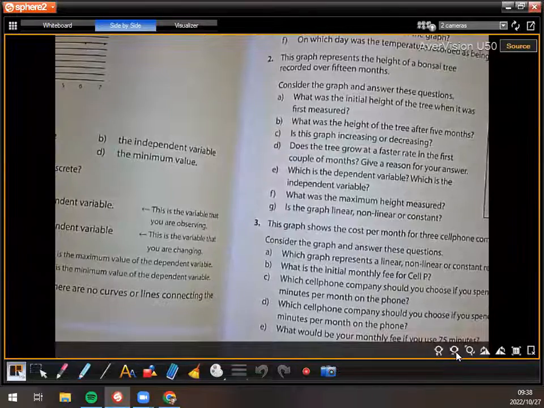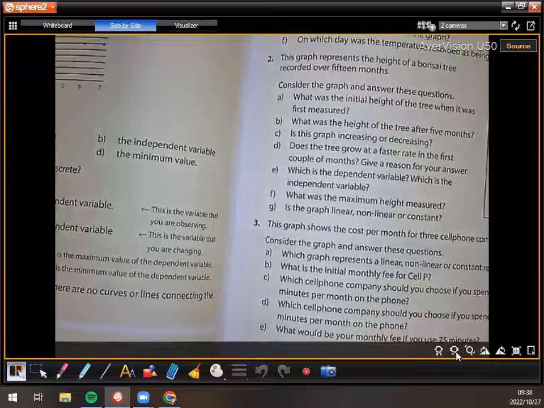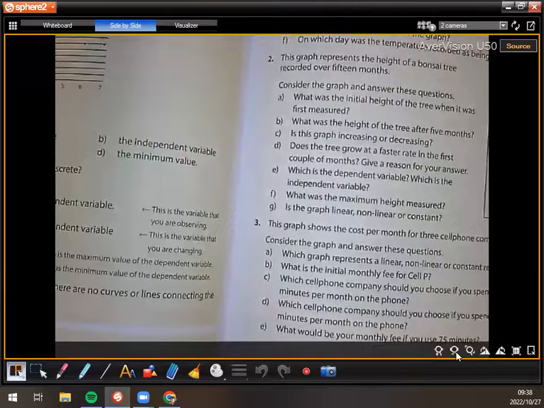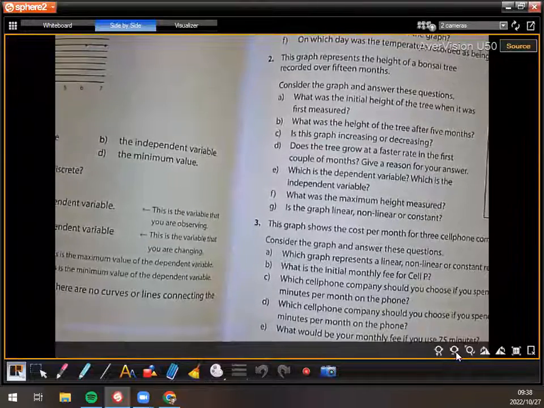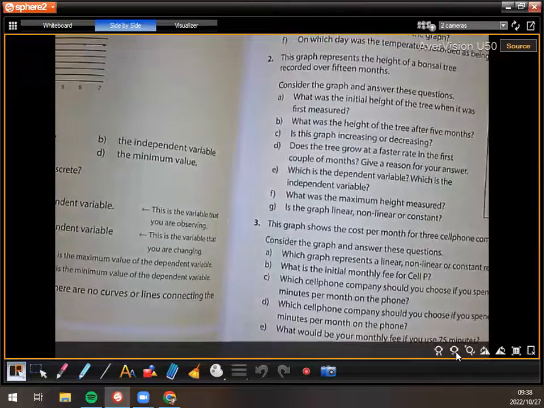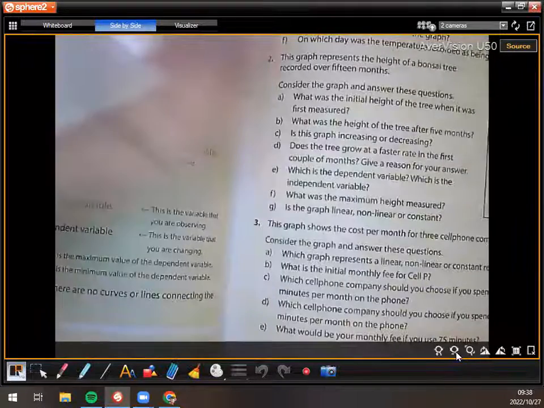So what do you think? What do you think linear? Is that one straight? Okay, then what do you think constant? Okay, the word constant. Something stays constant. So then what do you think that constant?